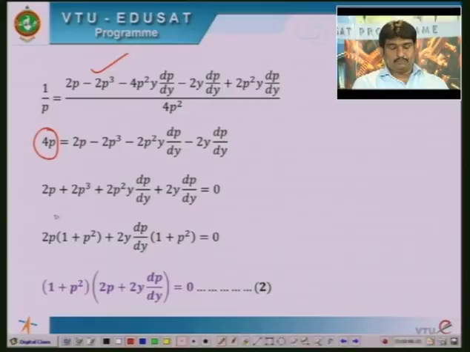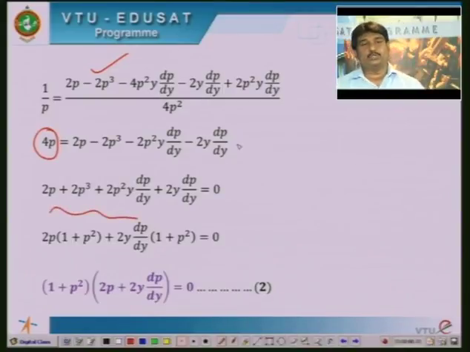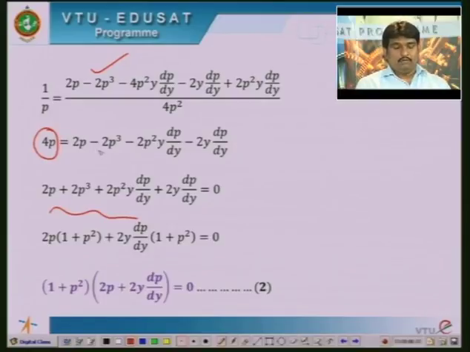Simplify this. Take all these things to the left hand side. 4p minus 2p is 2p, minus 2p cube. When it comes to LHS, it becomes plus 2p cube. Next, the third term becomes plus 2p square y dp by dy plus 2y dp by dy equals 0. Transfer all terms to LHS.